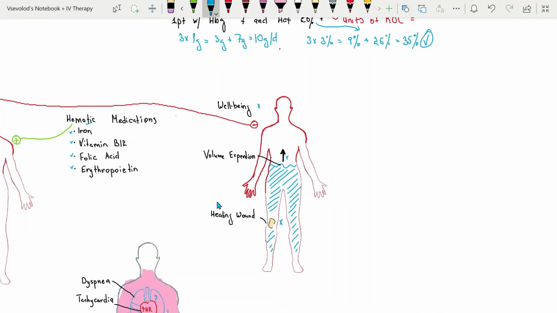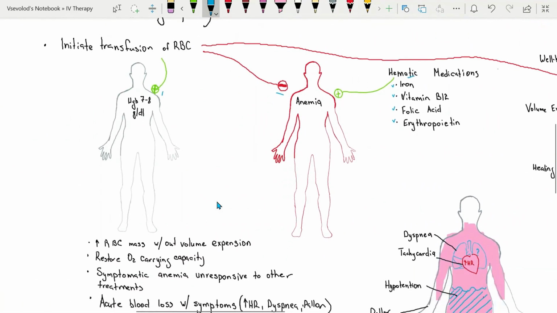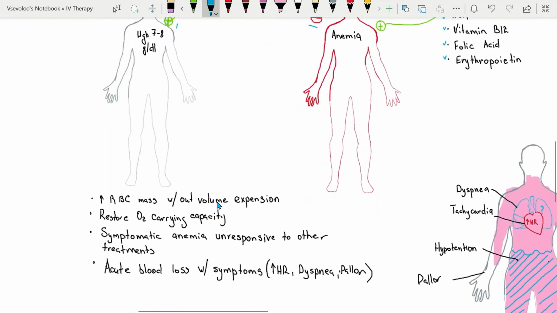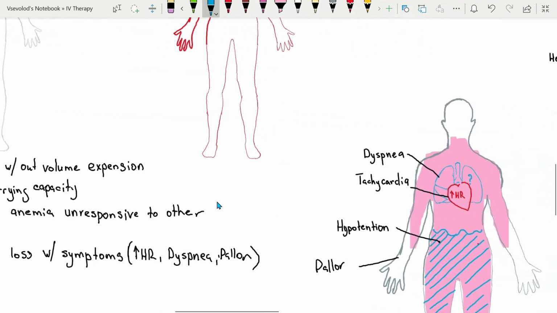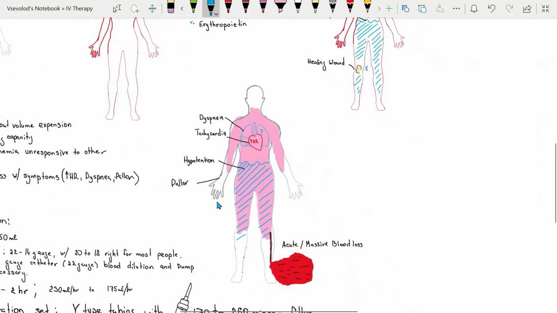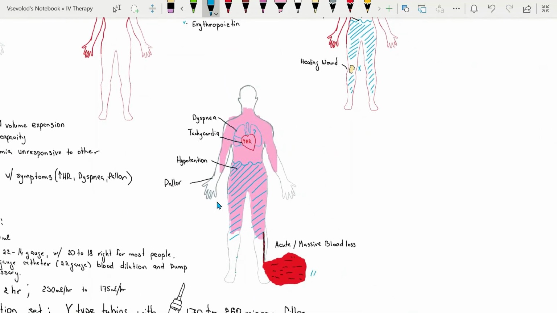Administration of red blood cells increases the red cell mass when volume expansion is not required. It is used to restore or maintain the oxygen carrying capacity of blood, for symptomatic anemia unresponsive to other treatments, and for acute or chronic blood loss with symptoms such as pallor, dyspnea, and tachycardia.